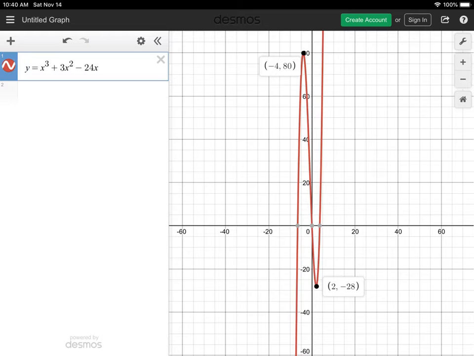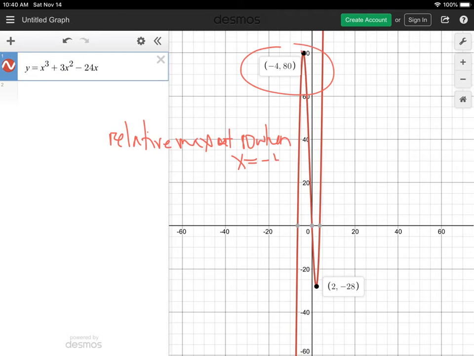I can click on that point that's up at the top, right, where our relative max is, and it does say negative 480. So what that means is we have a relative max at 80 when x equals negative 4. And that's it.